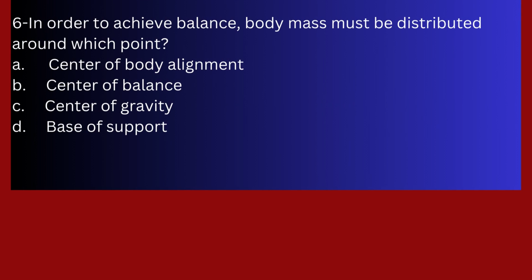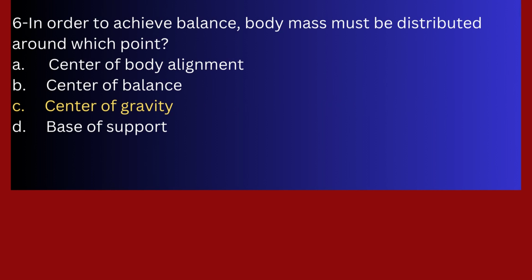Question number 6. In order to achieve balance, body mass must be distributed around which point? A. Center of body alignment. B. Center of balance. C. Center of gravity. D. Base of support. The answer is C. Center of gravity.